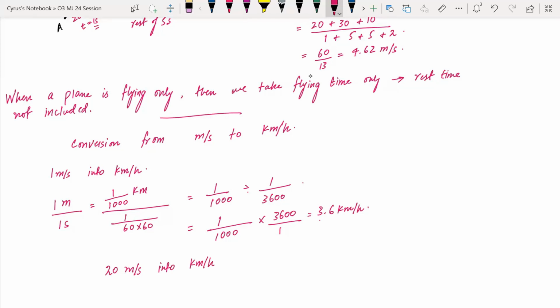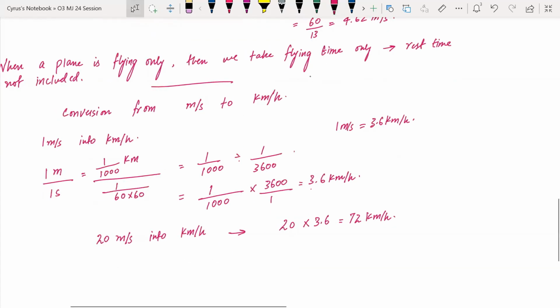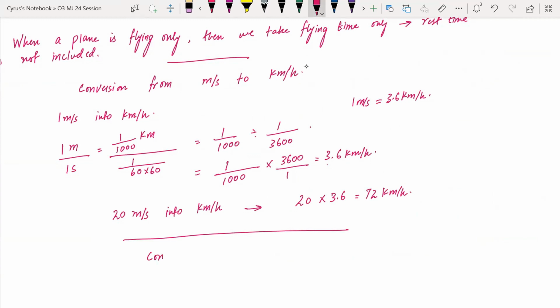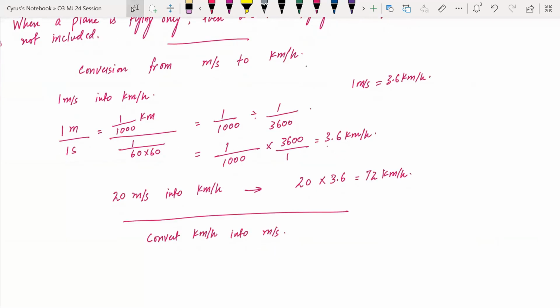So if you need to convert 20 meter per second into kilometer per hour, what you will do is you will multiply 20 with 3.6, because one meter per second is equal to 3.6 kilometers per hour. इस तरह से आप इसको convert कर सकते हैं.